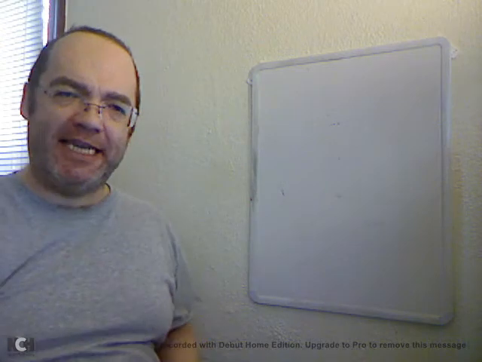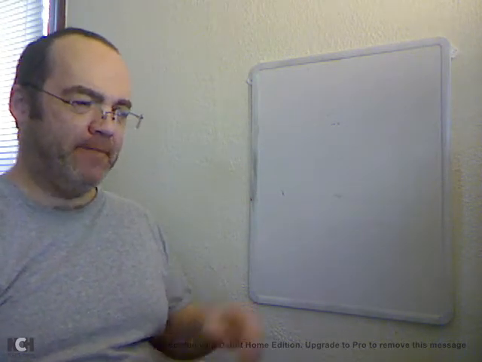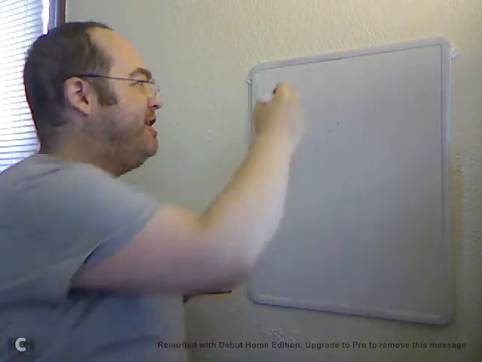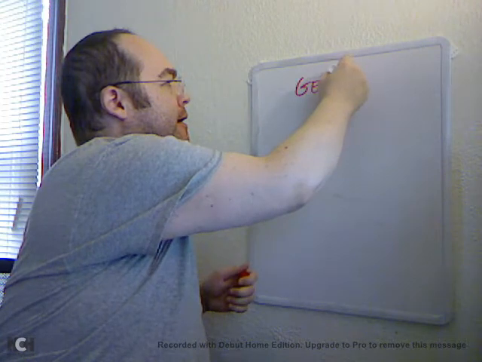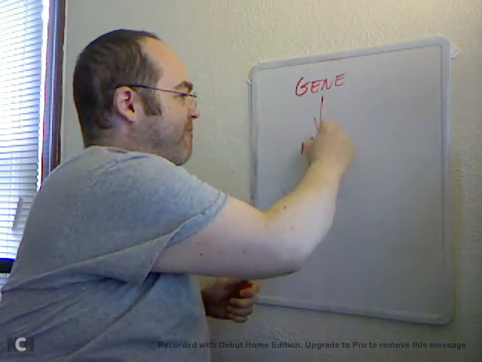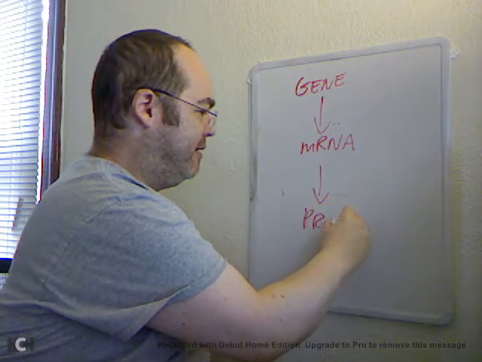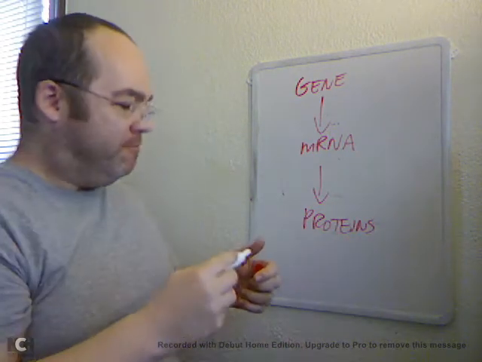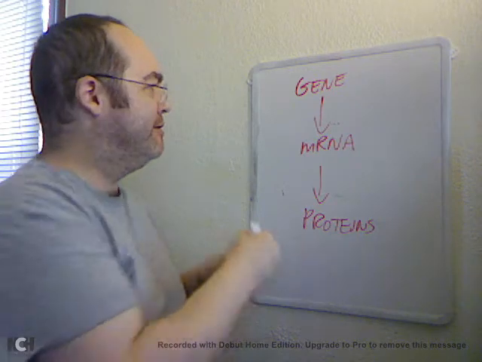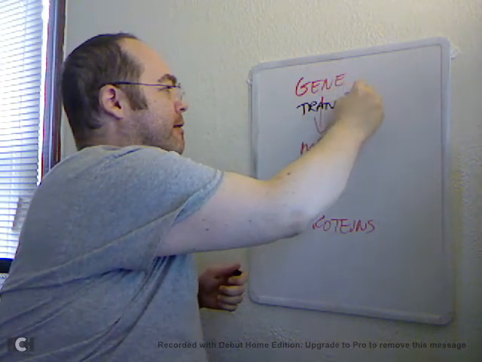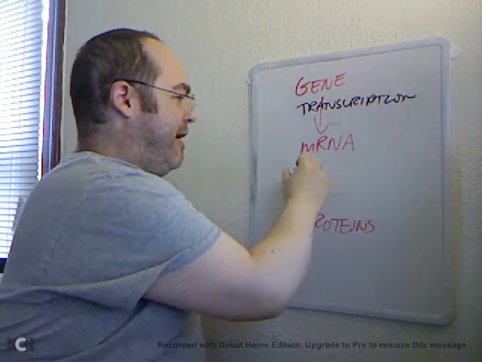Mutations are changes in DNA. Changes in DNA sequence in A's, T's, G's and C's. So we have genes, messenger RNA, we have proteins, we have transcription and translation.